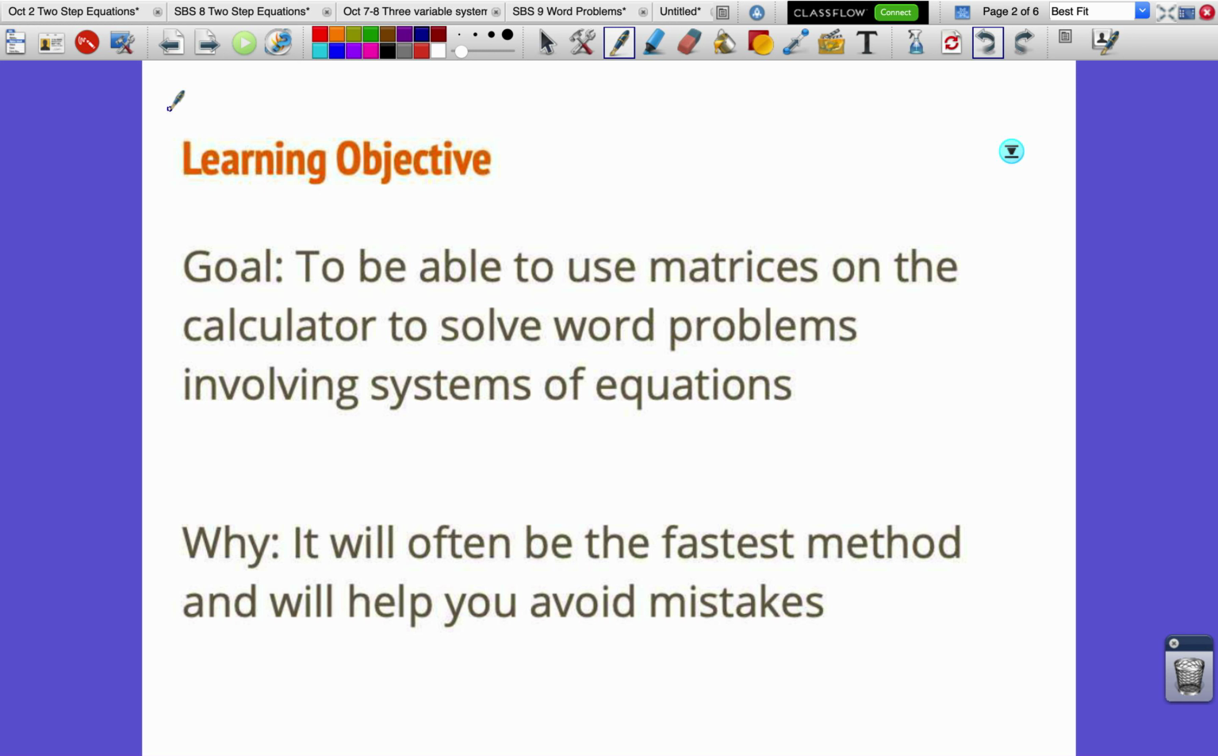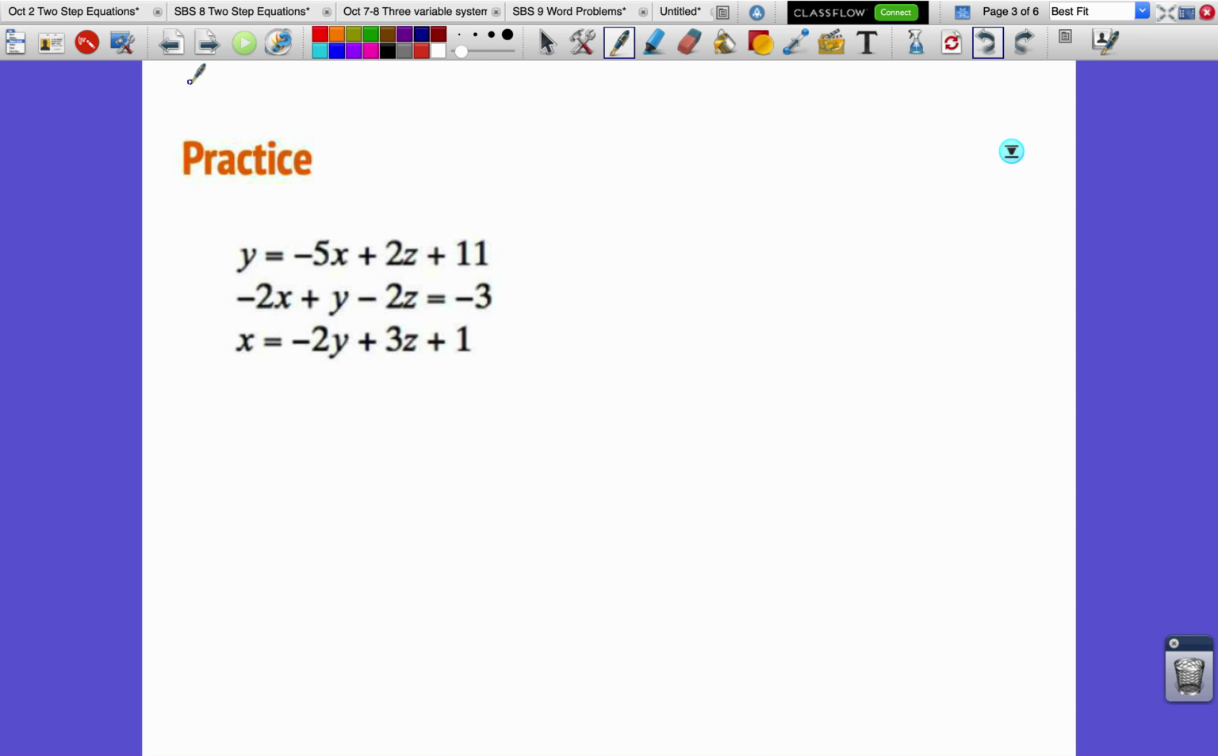Our goal today is to be able to use matrices in the calculator to solve word problems involving systems of equations. Why? It's often going to be the fastest method and it's going to help you avoid mistakes. Let's practice with just an algebraic system of equations here with three variables. You can pause the video and copy this one down if you want.